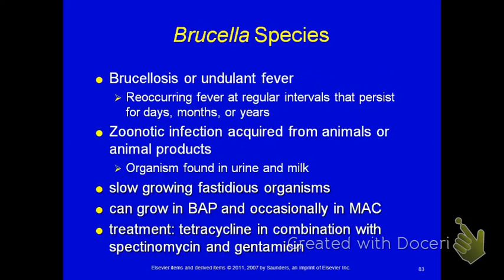Brucella is a zoonotic infection. Later on, you would be able to see what are the common reservoirs of Brucella, since this would be acquired from animals or animal products. So the organisms could be found in urine or even in milk. So drinking unpasteurized milk would predispose you to have Brucella. So they are slow-growing fastidious organisms, could grow in blood agar plate, occasionally in MacConkey. So tetracycline in combination with streptomycin or gentamicin would be an ideal antibiotic.